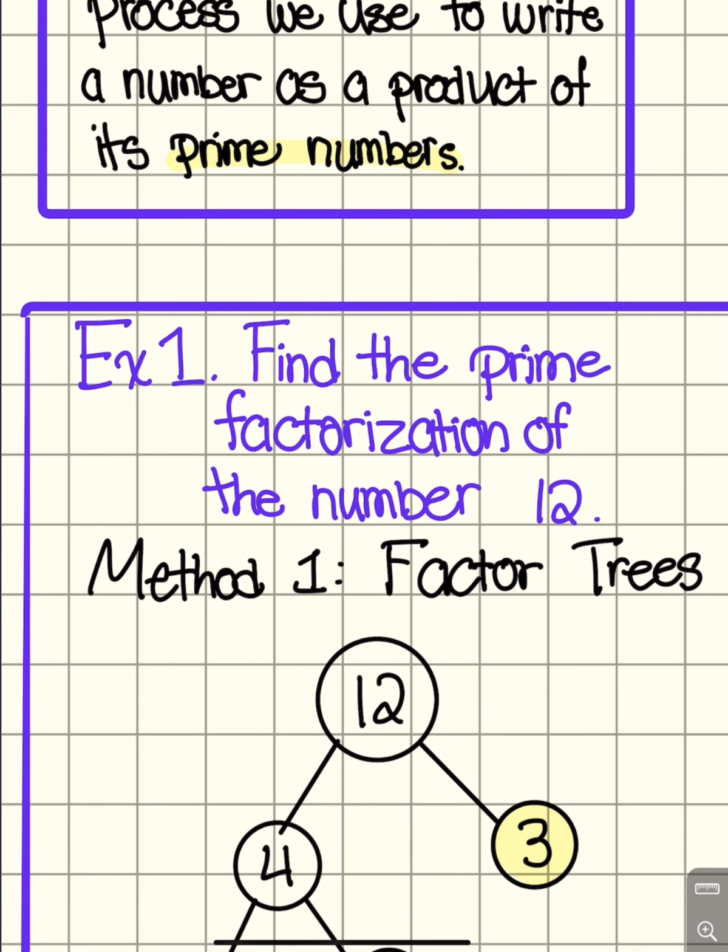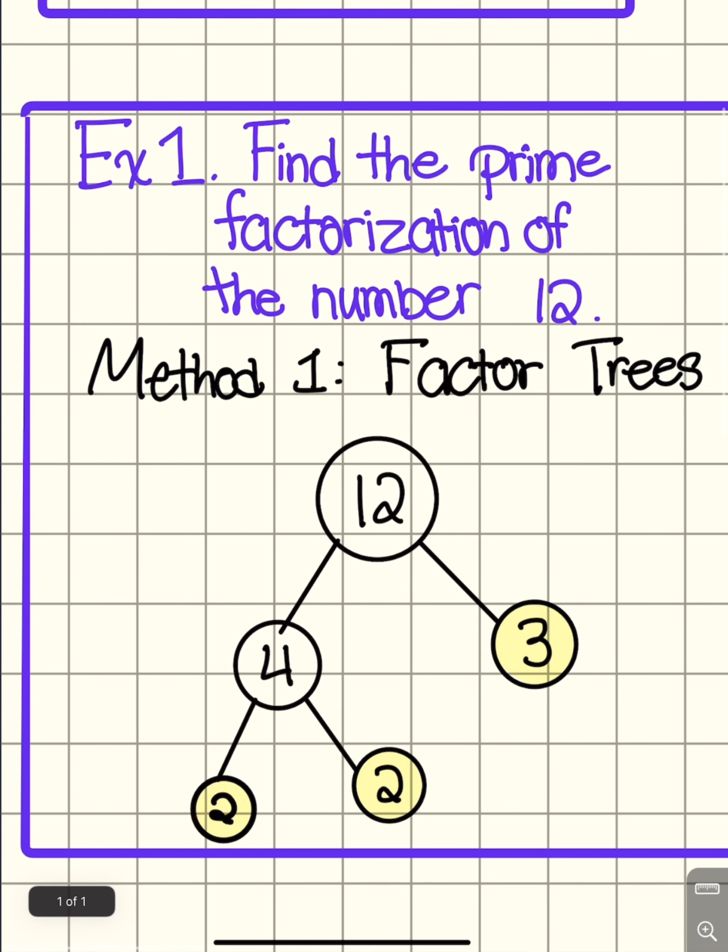However, I know that 4 can be divided into two numbers, 2 and 2. So I can split 4 into 2 and 2. And 2 is a prime number. So that means that these are the three prime numbers that I can multiply to get to 12. So that's how you use the factor tree method to find the prime factorization.